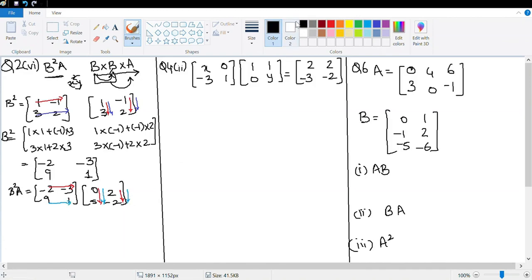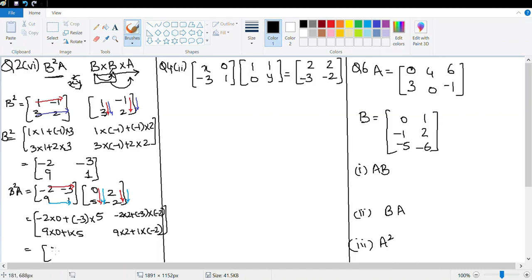So let's multiply. This will be negative 2 into 0 plus negative 3 into 5, so negative 15. And then the second one will be negative 2 into 2 plus negative 3 into negative 2. Done. Next row, 9 into 0 plus 1 into 5, and 9 into 2 plus 1 into negative 2.